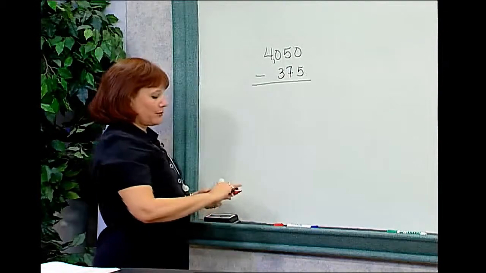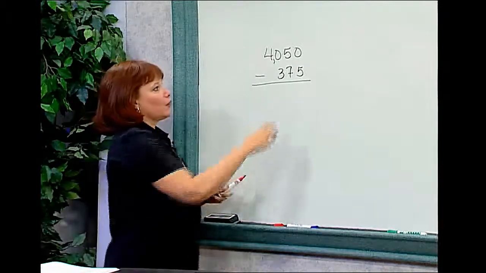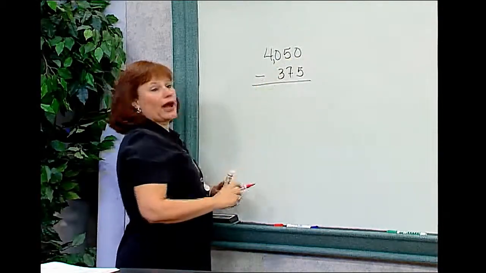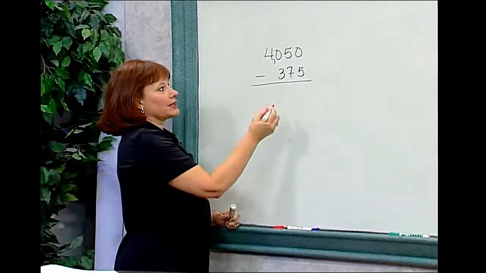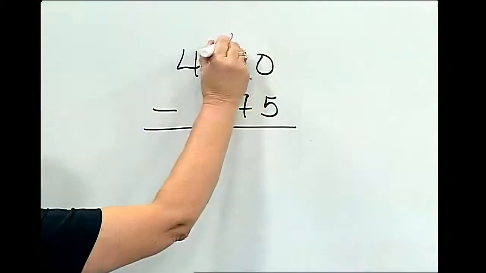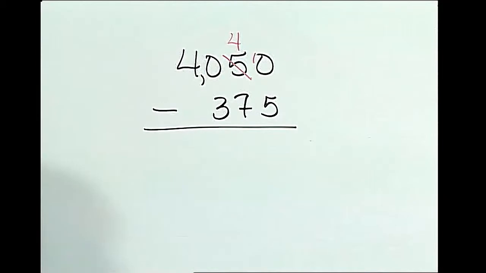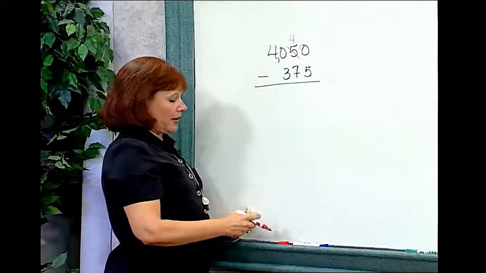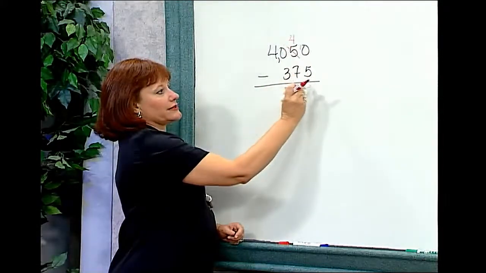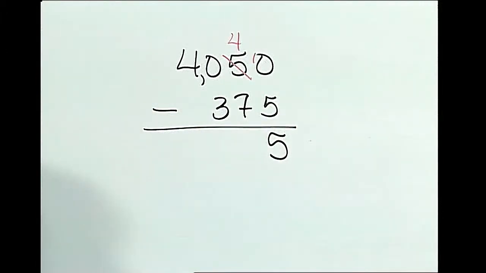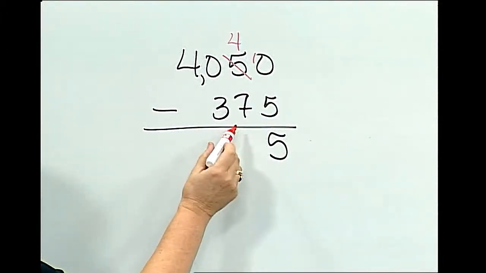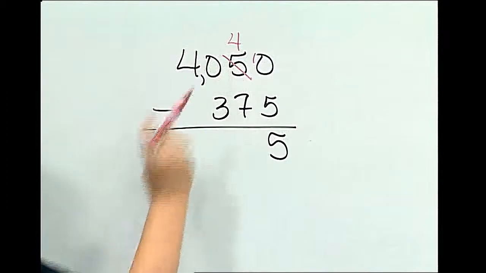I'm going to have to do some borrowing in this problem. When I want to subtract 5 from 0, I can't do that, so I need to borrow from the tens column. I'll borrow one of the tens and move it to the ones column. That way I am able to subtract. 10 minus 5 is 5. When I move into the tens column, however, I have to subtract 7 from 4.